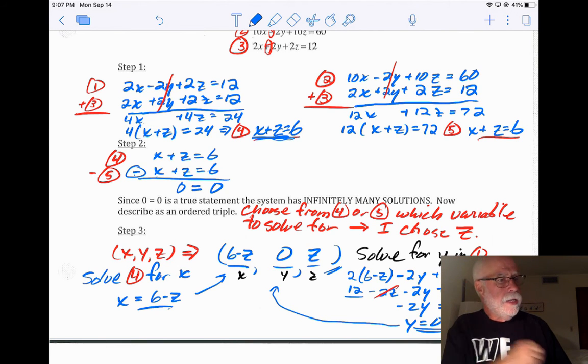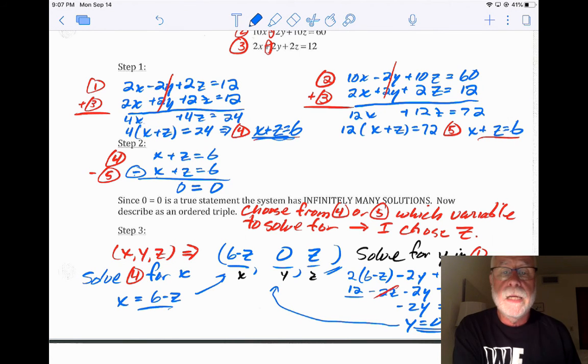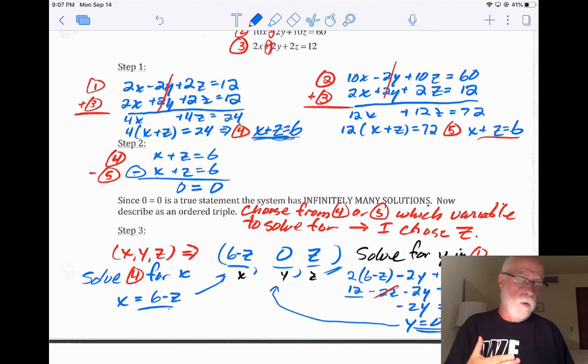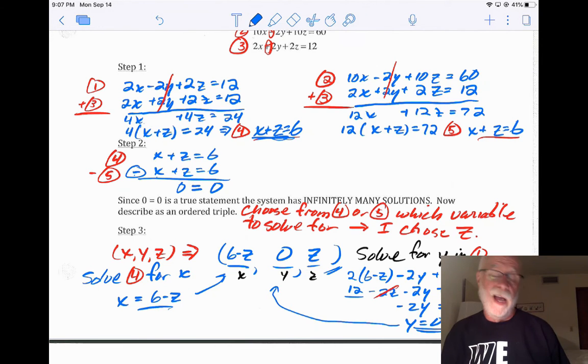I'll give you a hint which way they probably will want you to go. That'll probably help you a little bit. But again, it doesn't matter. Just look at 4 or 5. In this case, I had x and z, so I had to choose for x or z. I could have easily chosen for x too.